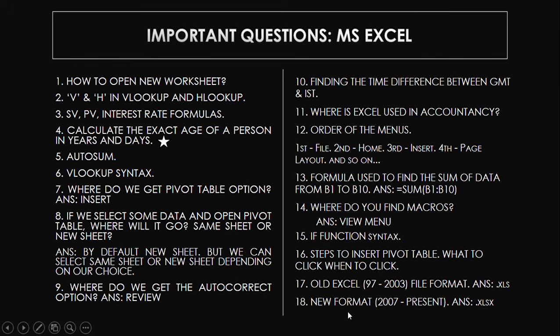This one again is a pretty commonly asked easy question. For old Excel, that is 97 version to 2003 version, what was the file format? It was .xls. And now the new format from 2007 onwards is .xlsx. Okay, so these are the things you need to remember.